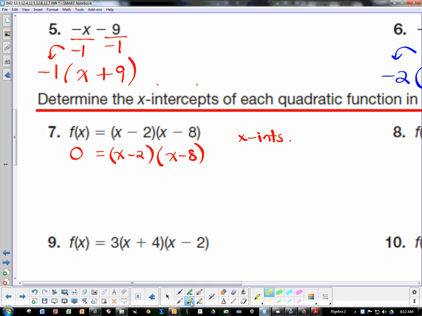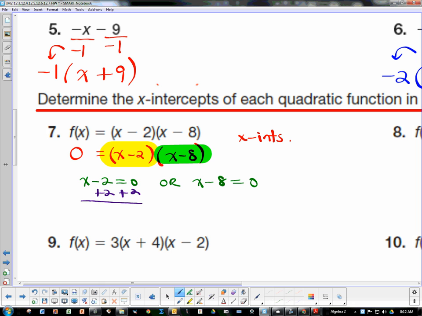Now, listen to this. I want to do some highlighting here. Let's make this one yellow, and let's make this one green. If you multiply two things together, something times something gives you 0, what do you know one of them should equal? One of them has to equal 0. So watch, we either have x minus 2 equals 0, or x minus 8 equals 0. One of them has to equal 0. Do you agree? Now, add 2, add 2. X equals 2. Add 8, add 8. X equals 8.